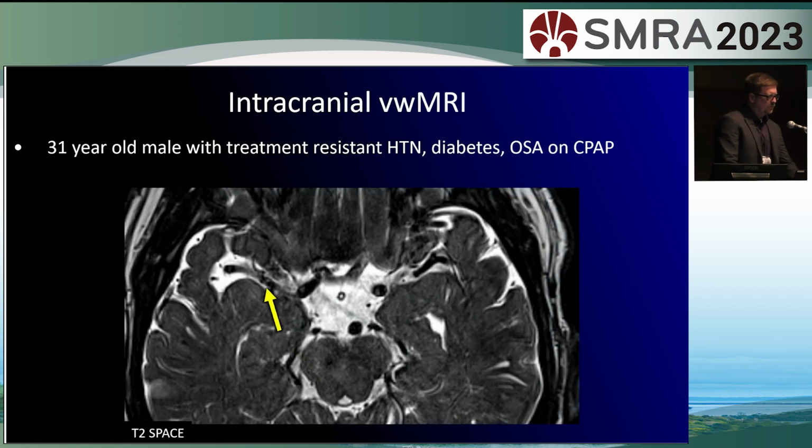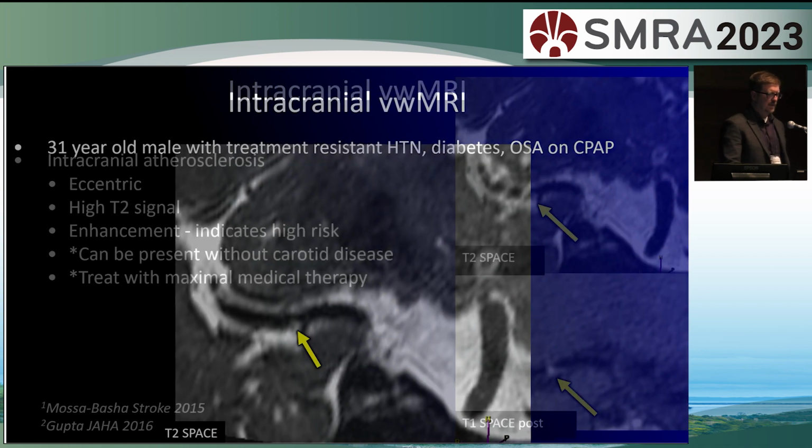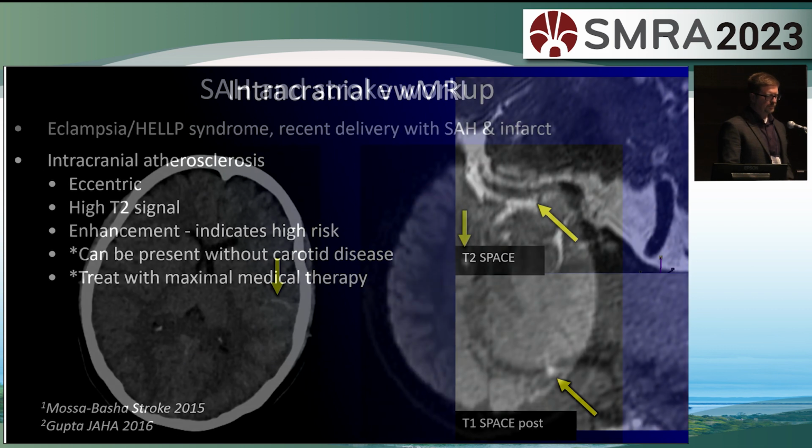Same thing with the T2 space. It's very difficult to see on the axial sometimes, so you have to do a reformat. And there is T2 signal in this region, so this indicates atherosclerotic plaque. It should be eccentric, high T2 signal, and often enhancement indicates high risk. This, in our experience, can be present without carotid disease, and our neurologists treat this with maximum medical therapy.